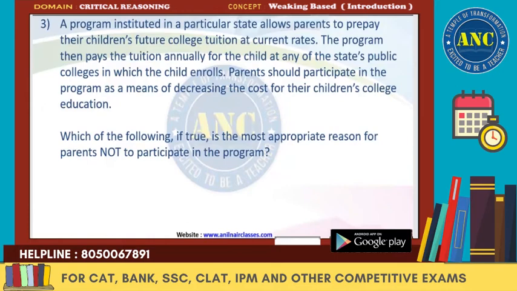A program instituted in a particular state allows parents to prepay their children's future college tuition at current rates. The program then pays the tuition annually for the child at any of the state's public colleges in which the child enrolls. Parents should participate in the program as a means of decreasing the cost of their children's college education. Which of the following, if true, is the most appropriate reason for parents not to participate in the program?